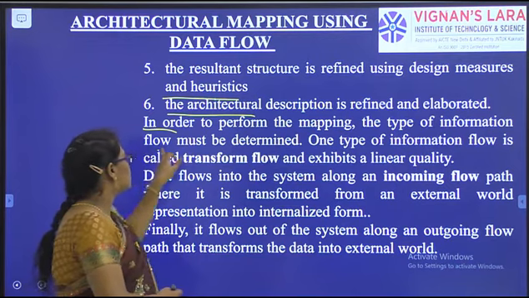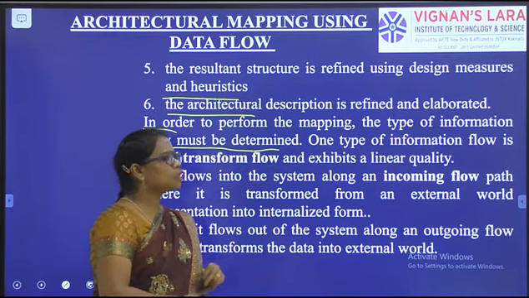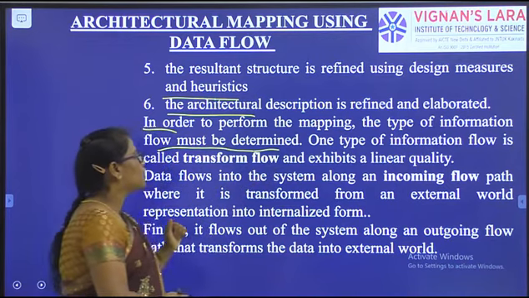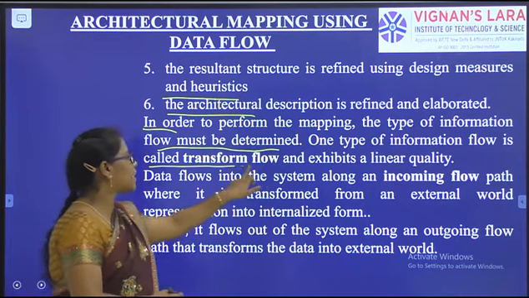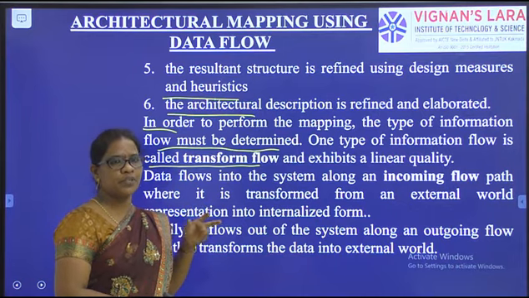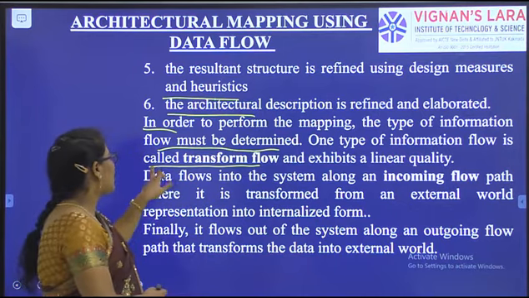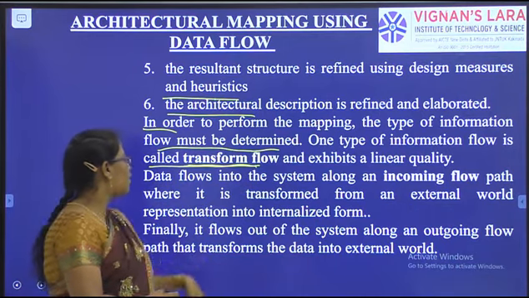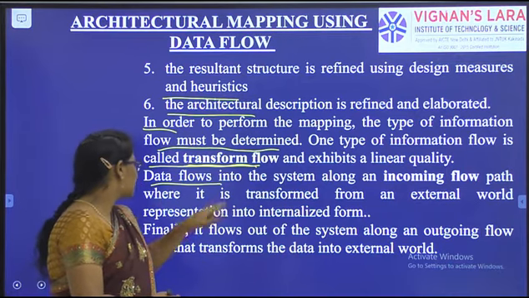After following these 6 steps, in order to perform the mapping, the flow must be determined. So what type of information is flowing? One type of information is called a transform flow. Another type is a transaction flow.